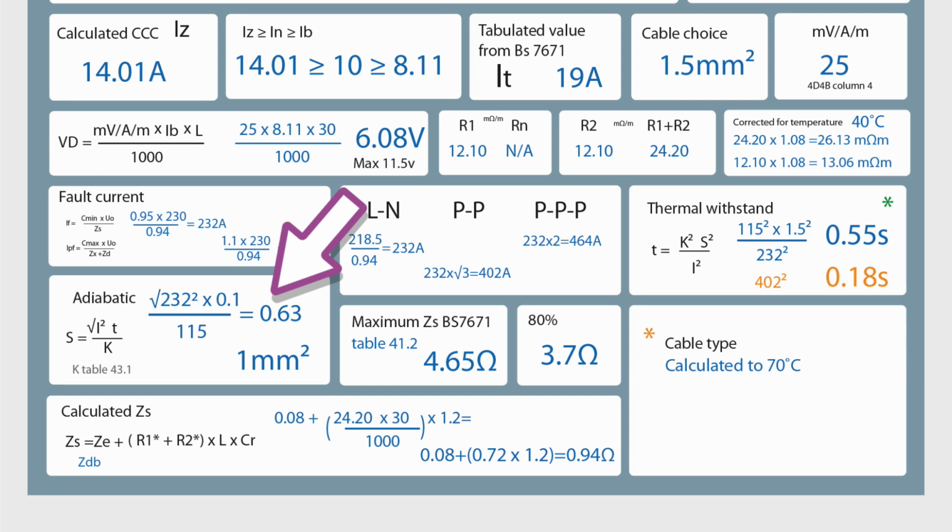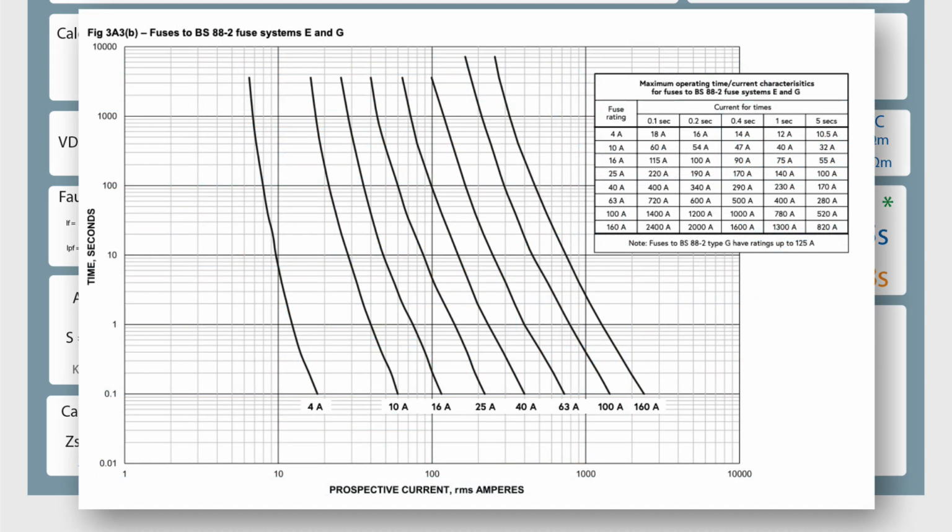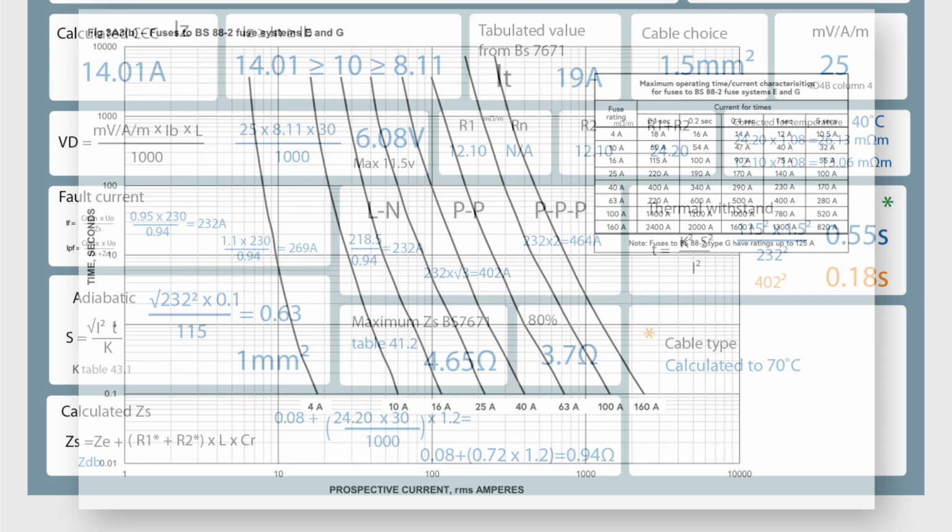So our fault current was 232 amps squared times 0.1. 232 amps will cause this protected device, the BS88 fuse, to operate within 0.1 of a second. Well, if you look at the graph, a 10 amp fuse only needs 60 amps for 0.1 of a second. We've got over 200. You're probably looking at times of 0.01. BS7671 only gives times up to 0.1 of a second. If you want to get the true characteristics of these protected devices, you have to look at the manufacturer's data.